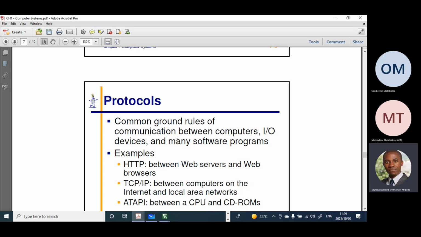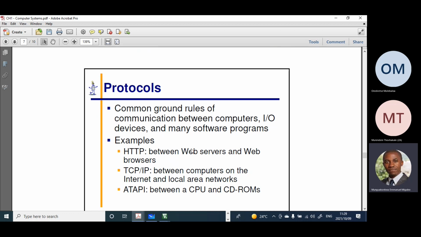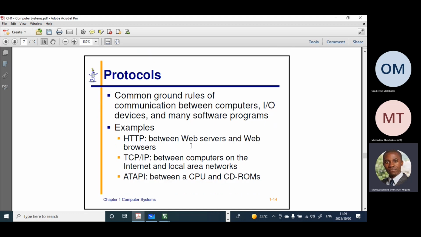So that way protocols become very important. It was very important to define some common ground rules that will allow computers to talk to each other. And that is implemented by means of protocols, which are the software component of the communication part of a computer system. And there are many protocols we know of. For the web, for example, web servers and web browsers are interlinked by HTTP.